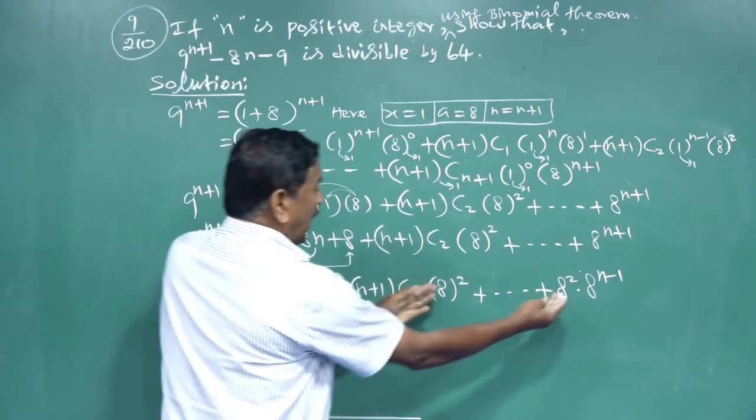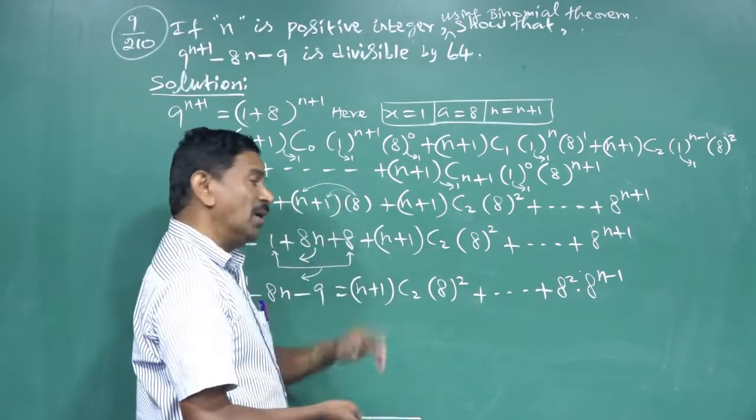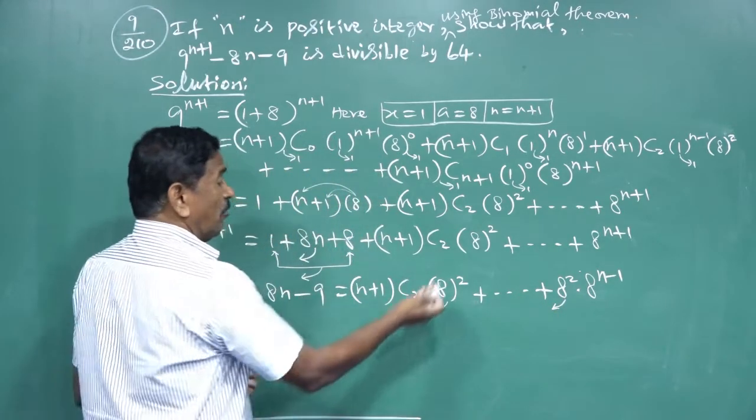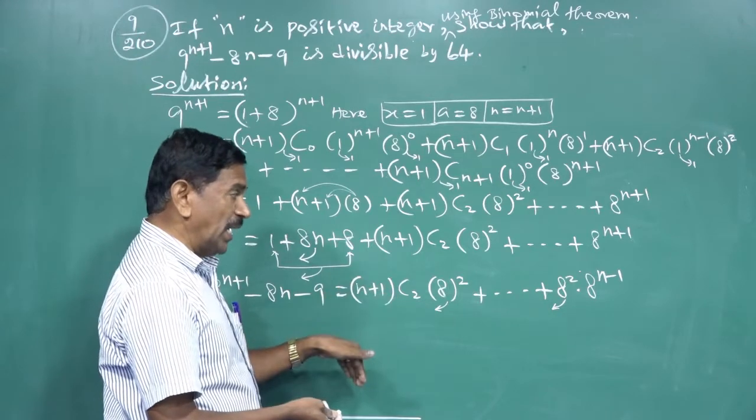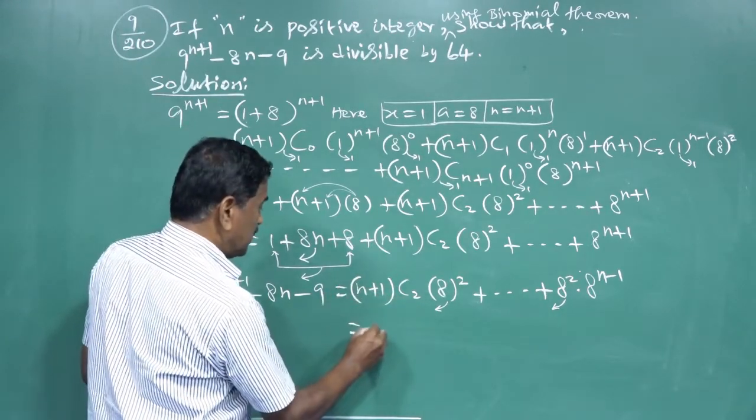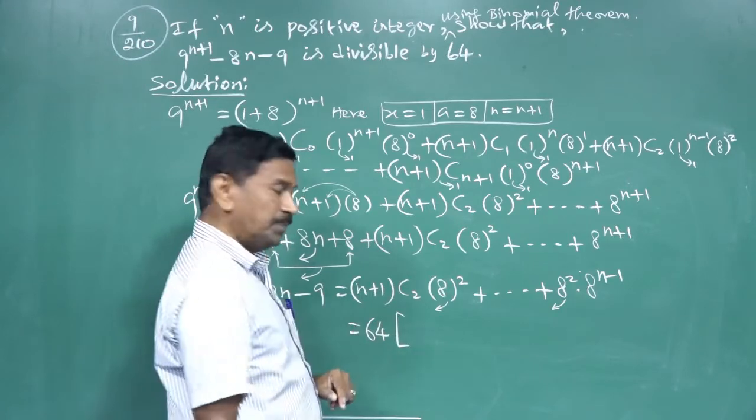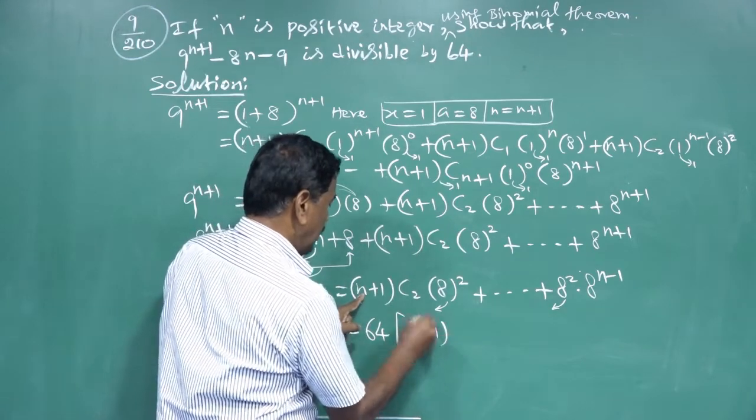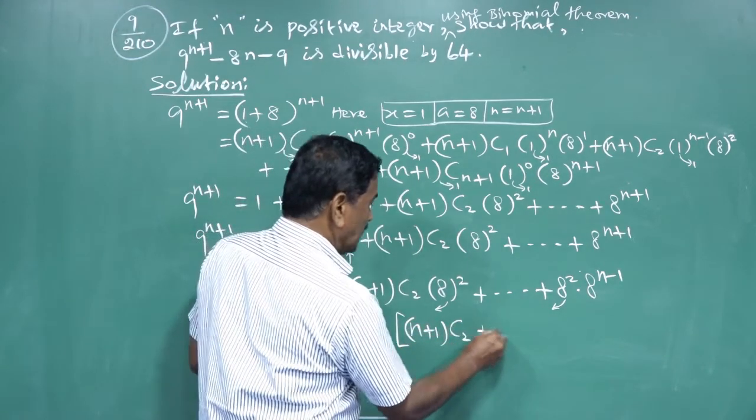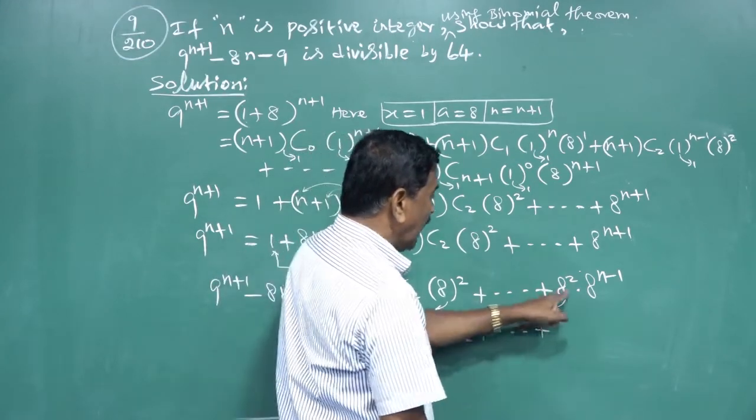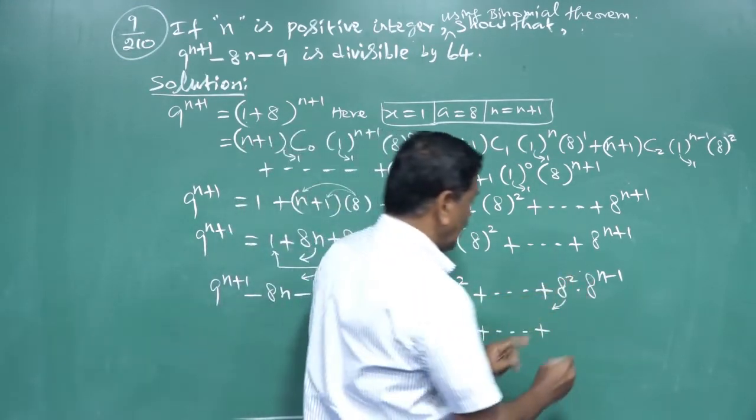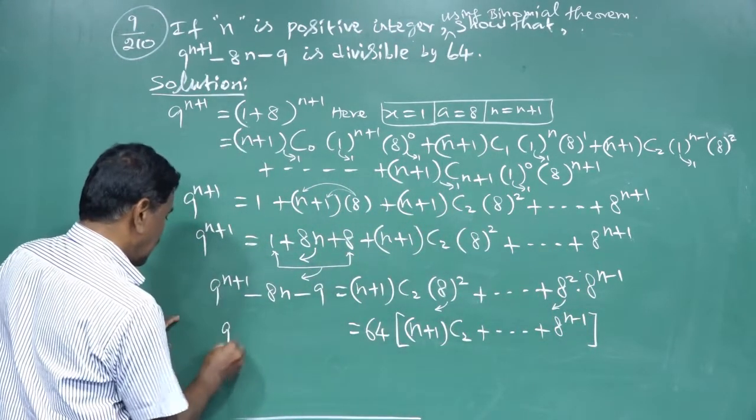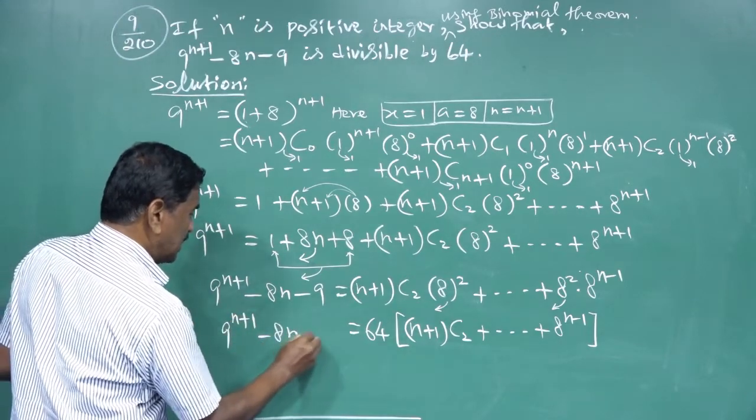Now taking out 8 square common. This 8 square comes outside for my convenience, where 8 square equal to 64. So which is equal to 64 into bracket. 64 common, what is remaining? Remaining is n plus 1 C2, plus etc., plus, 8 square comes outside, and what is remaining is 8 power n minus 1, complete the square bracket, whose left hand side is 9 power n plus 1 minus 8n minus 9.